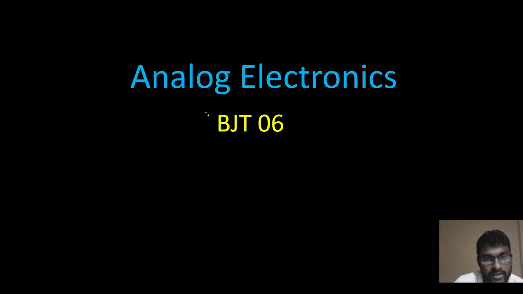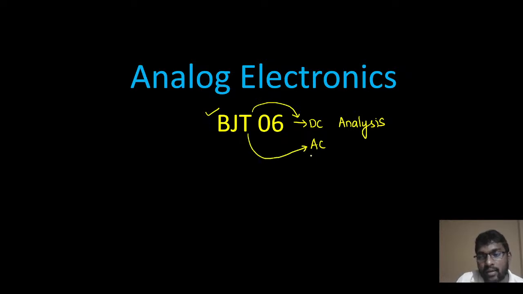So we are in BJT and still we are doing DC analysis. In a bipolar junction transistor, there are two types of analysis: one is called DC analysis and the other is AC analysis. A BJT is connected with the DC supply as well as the AC supply. The analysis we are doing here is simply called DC analysis.